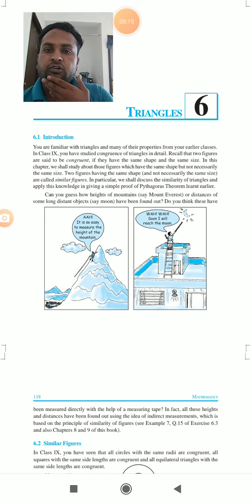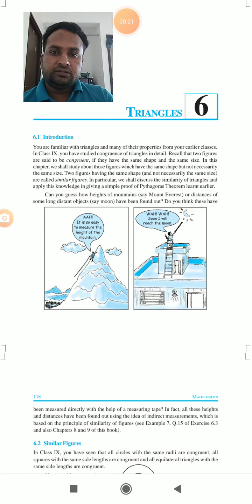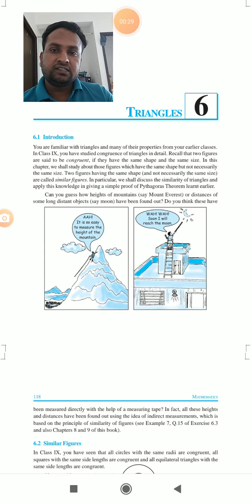Today we'll discuss a new topic, that is triangle. This lesson is very important for the examination. Since 4-5 years you have been studying about triangles: what triangles are, types of triangles, and classification of triangles based on their angles and sides.